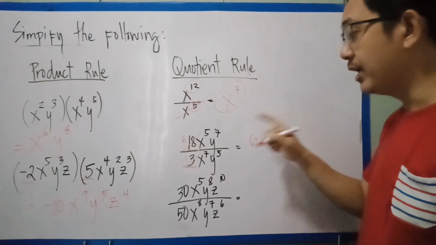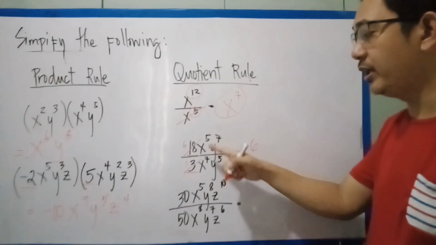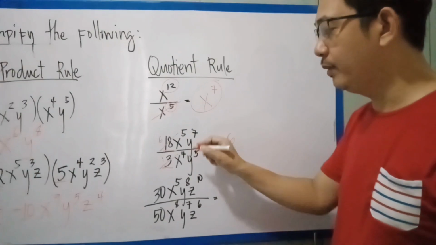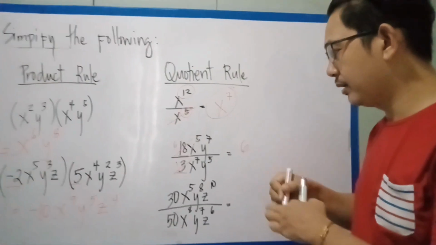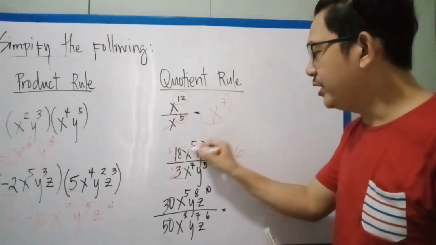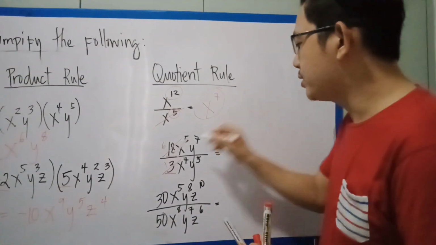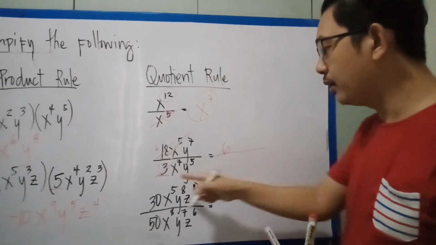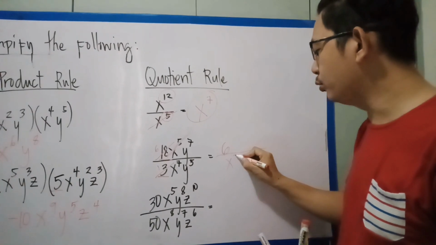Okay, this is 6. Then look at the variable x, the first variable, x raised to the 5th power divided by x raised to the 7th power. So we know that 7 is bigger than 5. So cancel natin yung x to the 5th power. Then we have here over x. 7 minus 5 is, this is 2.